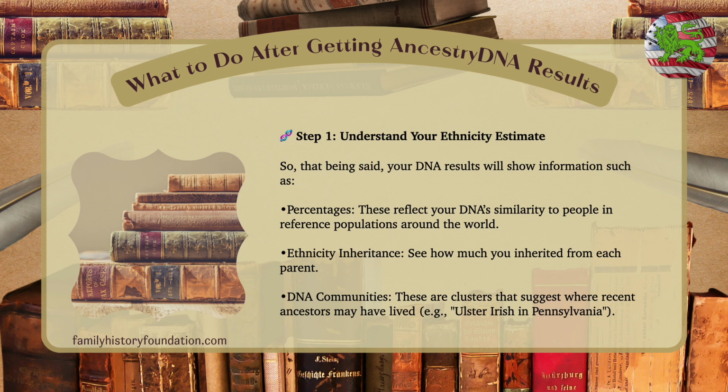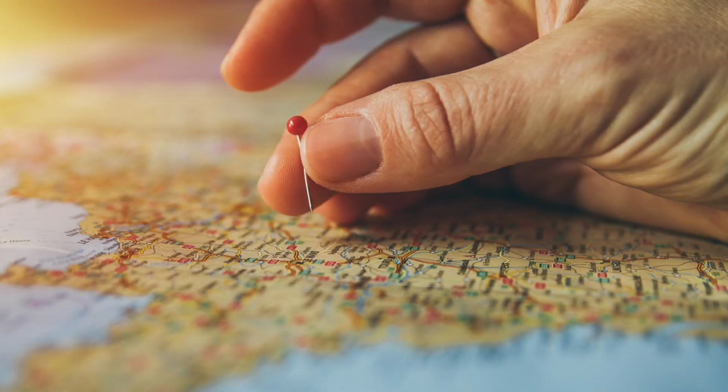And my disclaimer is always, when you're looking at these ethnicity estimates, they're not absolute. They're not written in stone. They will change over time, okay? But you can also connect to DNA communities. And this is kind of cool. And these are clusters that suggest where recent ancestors, and even a little bit farther back, may have lived.